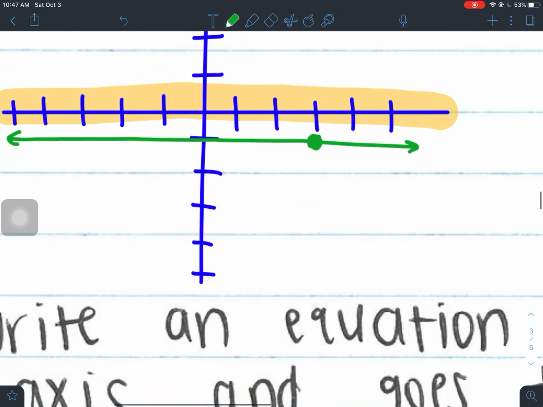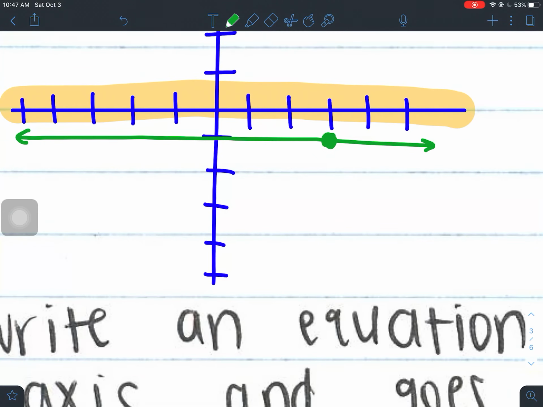Okay, again, how did I get that? We want it parallel to the x-axis. We do not want it to cross, and so that's why the green line is going side to side, left to right, because I don't want it to cross the x-axis. If I create a vertical line, then it's going to cut through the x-axis and it is not parallel.